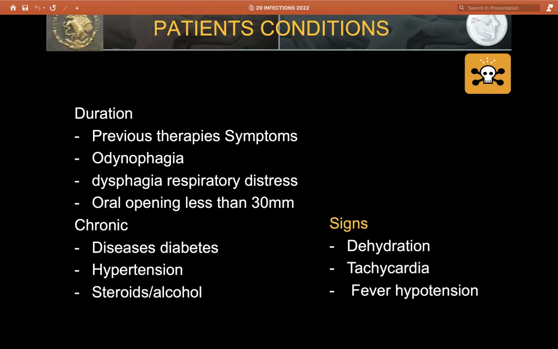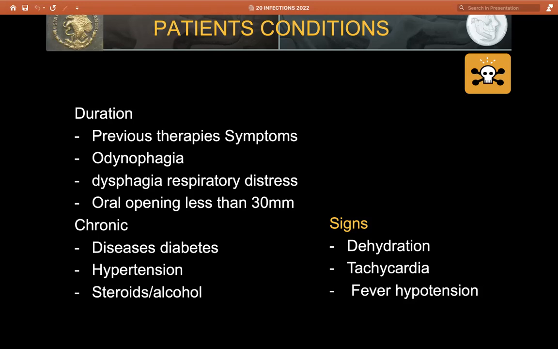We'll make sure that we have tension of the suprahyoid muscles, which make us understand when we have an infection important that doesn't allow the patient to open up correctly, and that complicates the eating, the cleaning, and all those things. Other things that make the patient more difficult will be the chronic diseases, like diabetes, hypertension, and the steroids and alcohol.